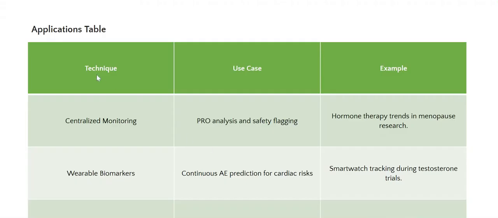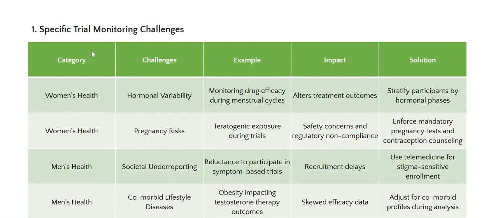The summary tables. The following tables summarize what we have covered through this lecture. First, technique, use case, example. Techniques: centralized monitoring, wearable biomarkers, adaptive trial designs. Table on specific trial monitoring challenges: category, challenges, example, impact, solution. Categories: for women's health, we have two challenges, hormonal variability and pregnancy risks, while for men's health we have two as well, societal underreporting and comorbid lifestyle diseases, while overlapping for both, we have cultural and demographic barriers.